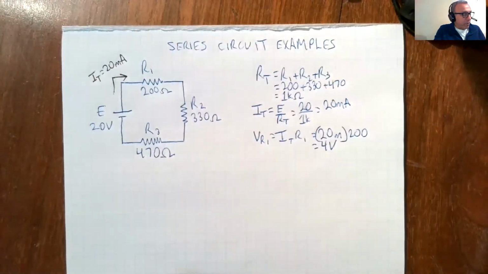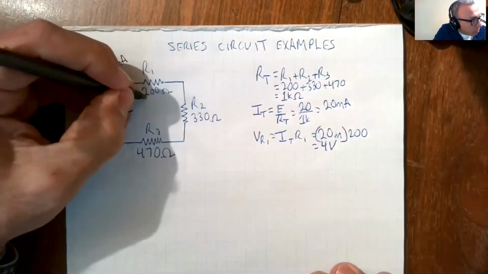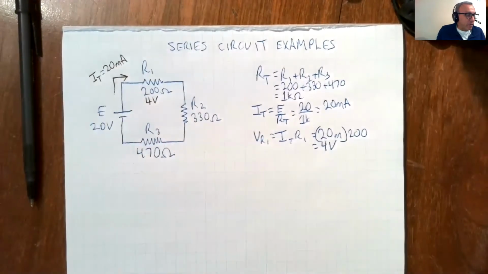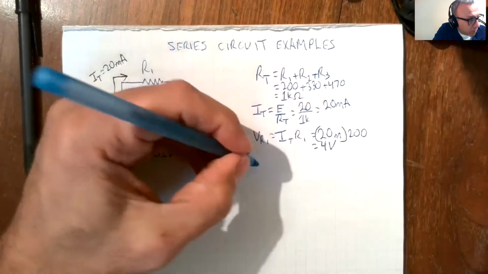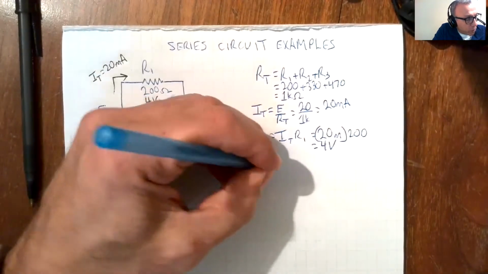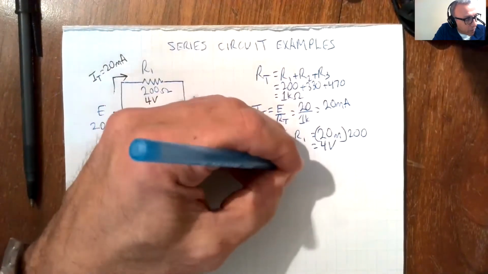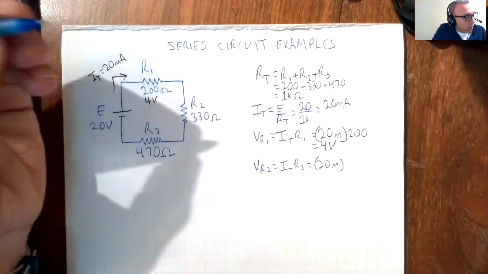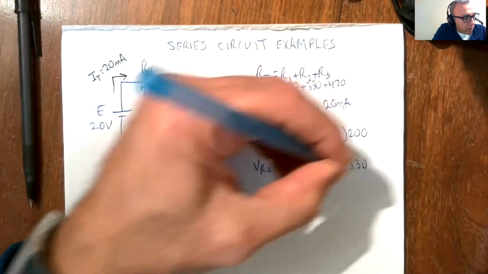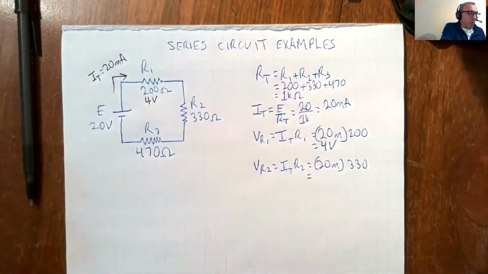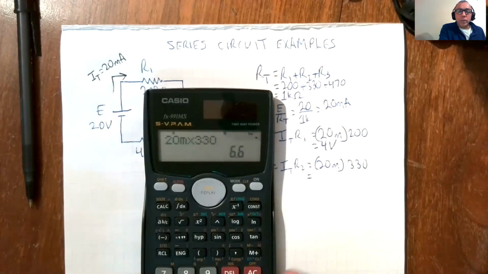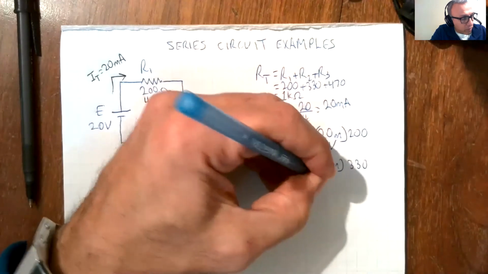So let's get in the habit of marking on our circuit as we go along. This circuit is a story that should make sense at the end of it all. VR2 would be IT times R2, which is 20 milli times 330. So we have 6.6 volts.